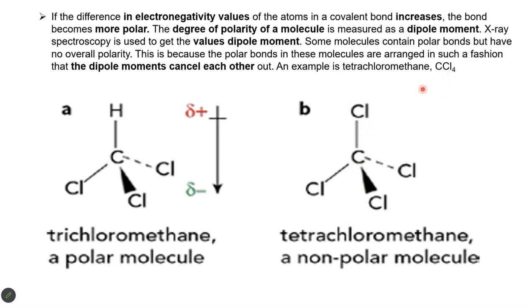Therefore, tetrachloromethane is a non-polar molecule. However, in trichloromethane, here we develop a dipole moment for this polar covalent bond, this polar covalent bond, this polar covalent bond, and this polar covalent bond. And there we develop a charge, a positive charge and negative charge. Therefore, we call this a polar covalent molecule.